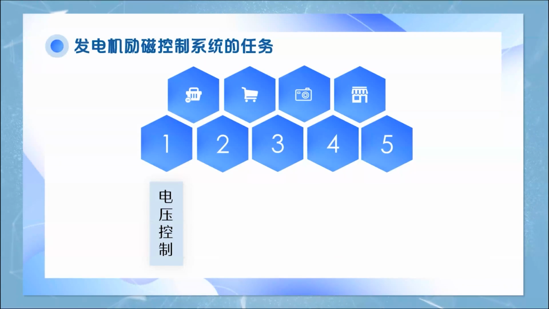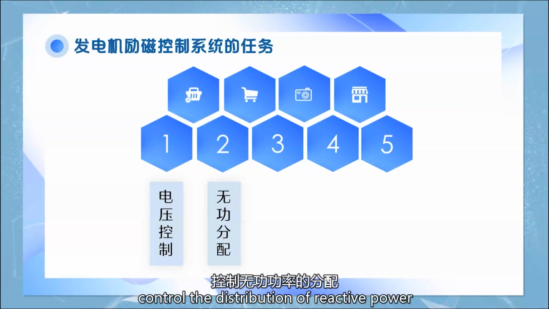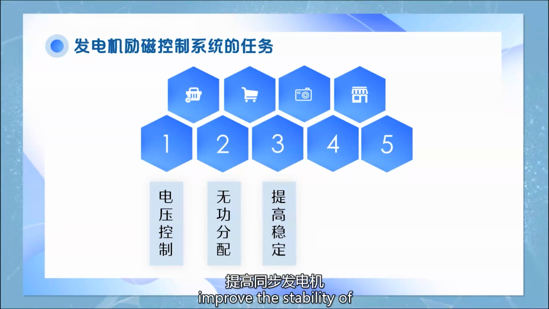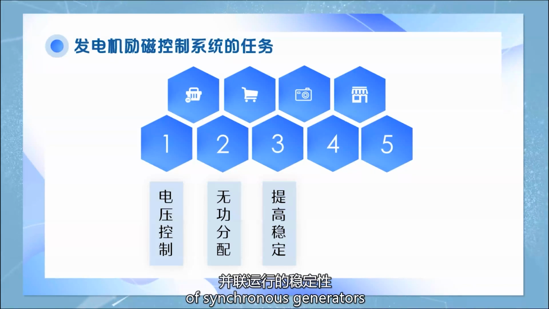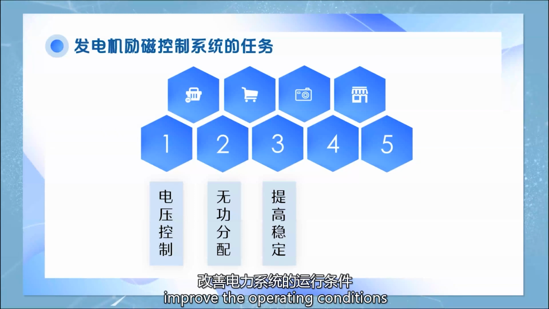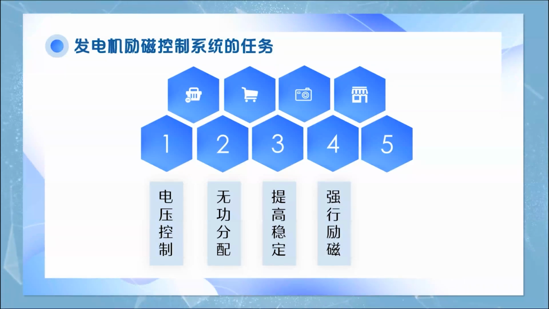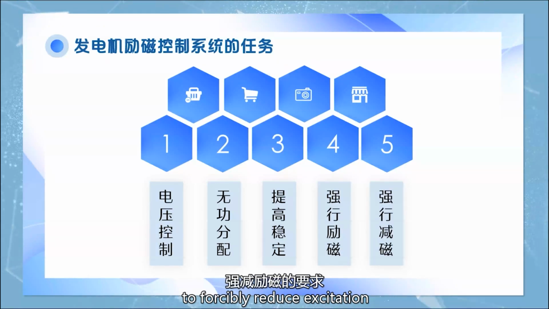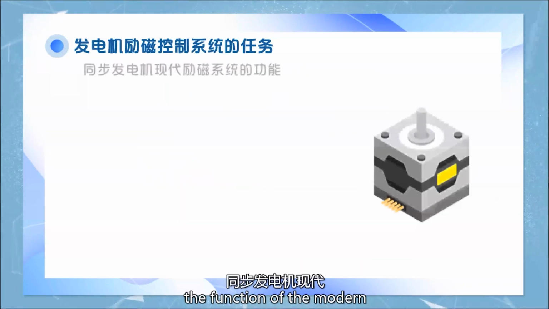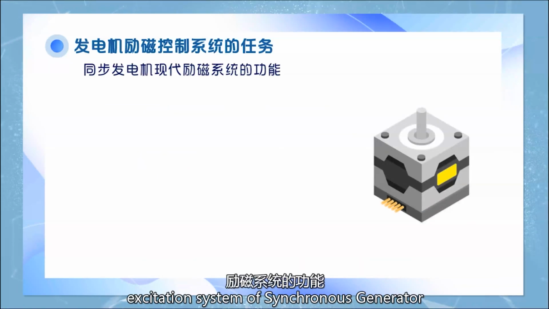Voltage control, control the distribution of reactive power, improve the stability of parallel operation of synchronous generators, and improve the operating conditions of the power system to meet the requirements of the hydro generator units to forcibly reduce excitation. The functions of the modern excitation system of a synchronous generator.